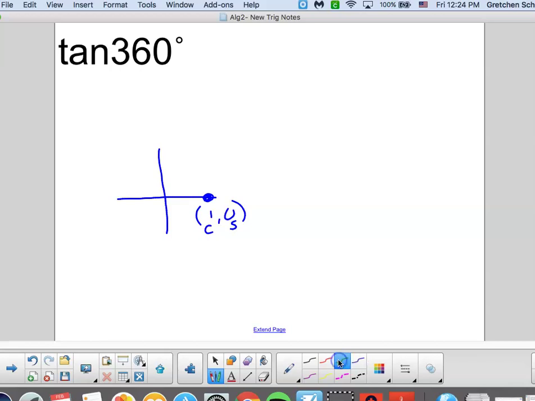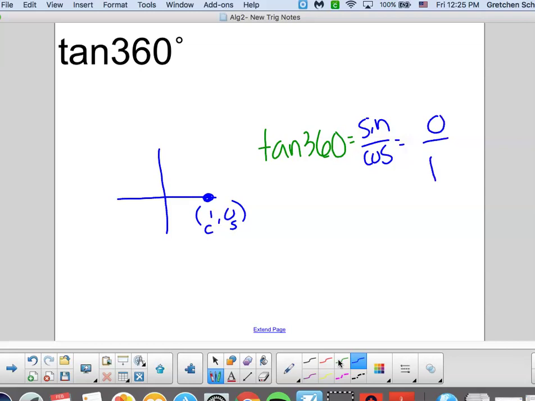The problem on this one is we want tangent. You have to divide. On your notes, the tangent is always what over what? Sine over cosine. So what is our sine number? What is our cosine number? What's 0 divided by 1? 0.